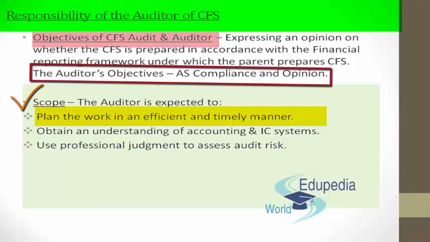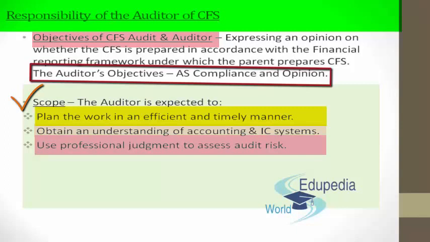Next, you need to obtain an understanding of the accounting and internal control systems, which is sufficient to plan the audit and determine the nature, timing, and extent of your audit procedures. Such an understanding is very essential and would help you as an auditor to develop an effective audit approach. Number 3 will be the use of professional judgment. Obviously, you need to use your professional judgment to assess the audit risk and design audit procedures to ensure that risk is reduced to an acceptable level. So that is something that you need to do.